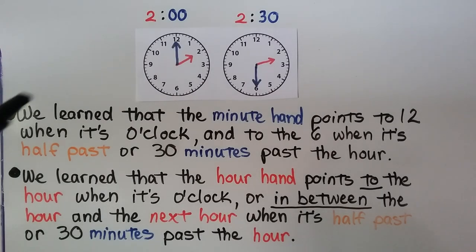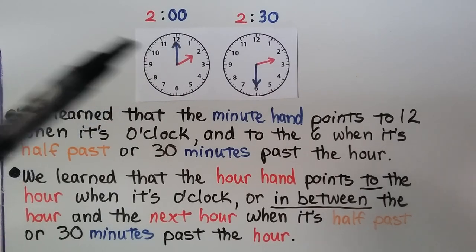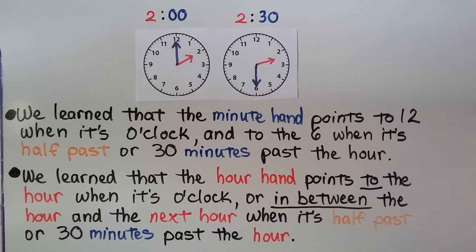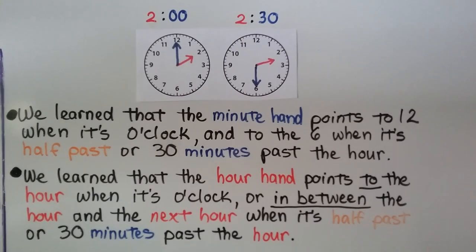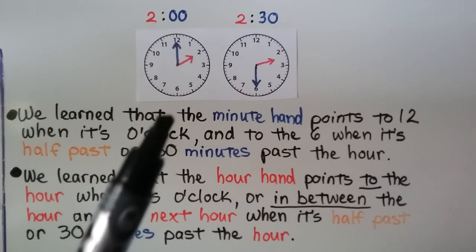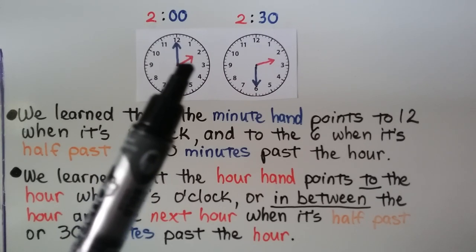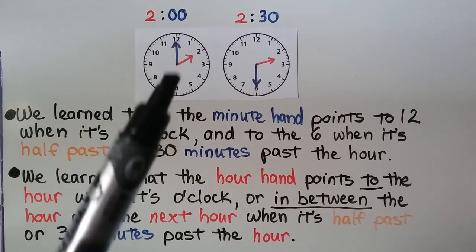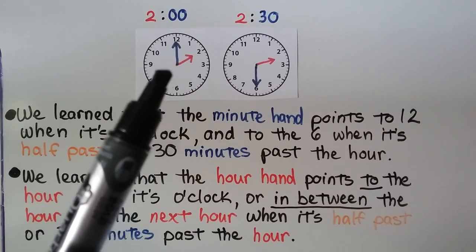And we learned that the minute hand points to the 12 when it's o'clock, and it points to the 6 when it's half past, or 30 minutes past the hour. So this is 2 o'clock. The hour hand's pointing on the 2. The minute hand's pointing on the 12. It's o'clock. It's 2 o'clock.